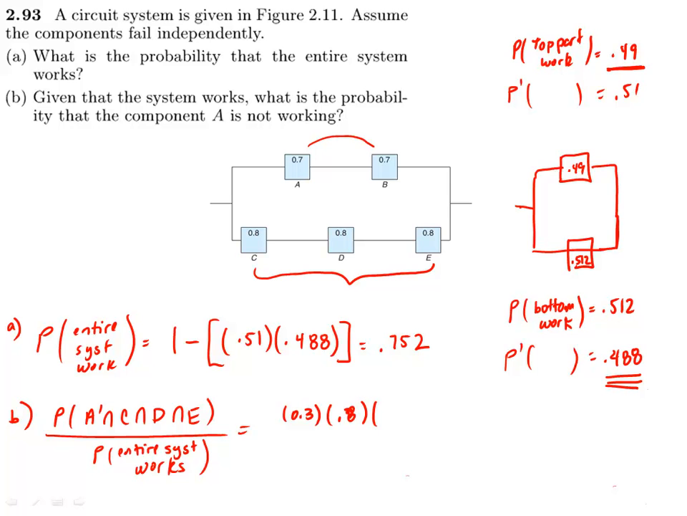So C, D is 0.8 and 0.8 gives 0.752. This is 0.245.